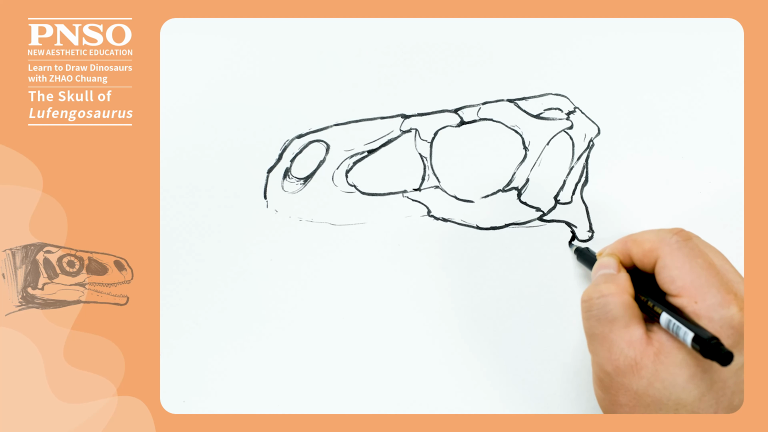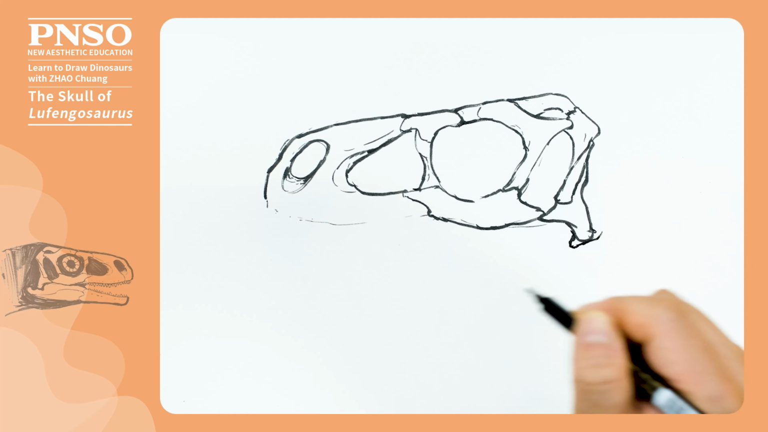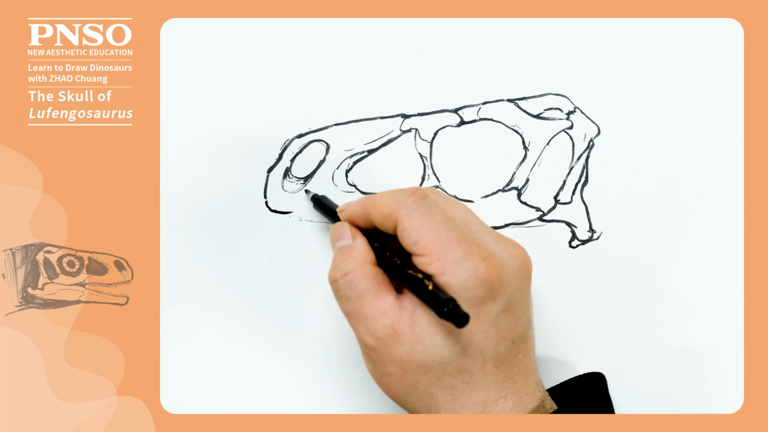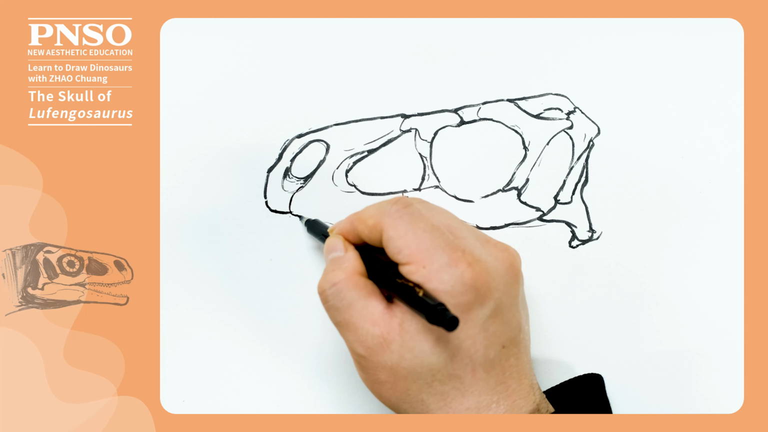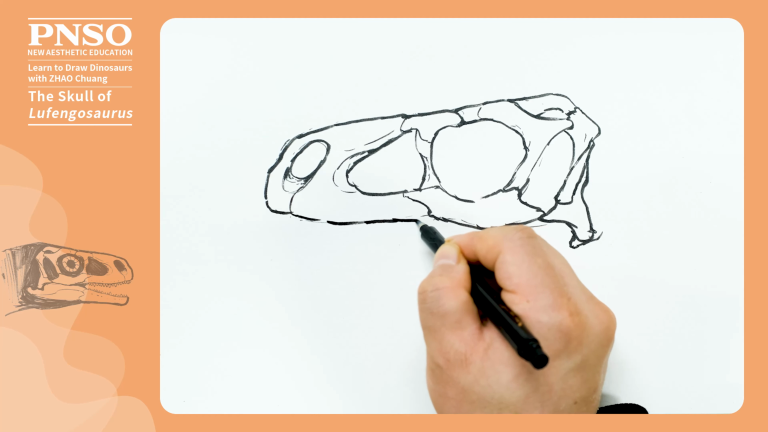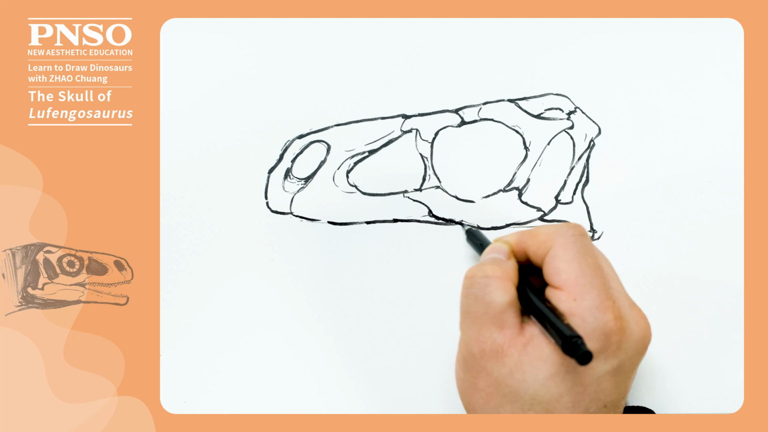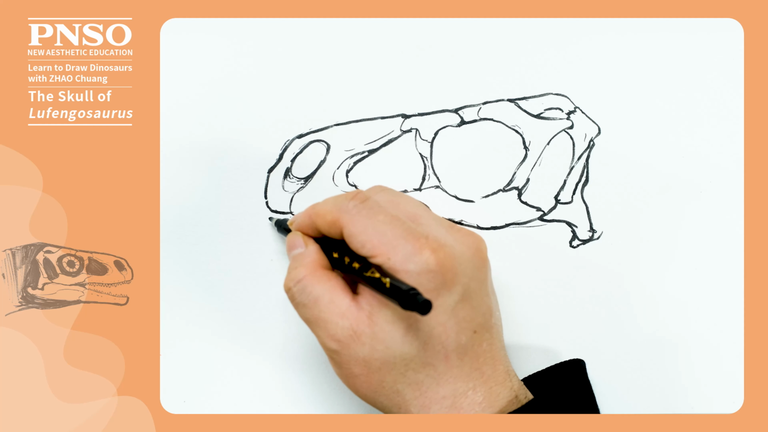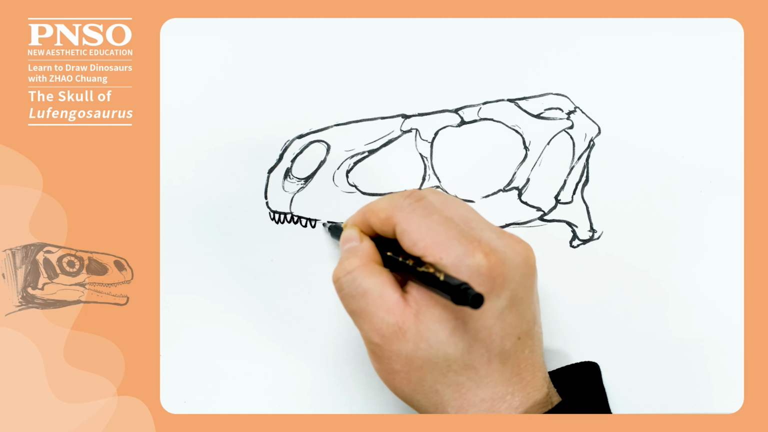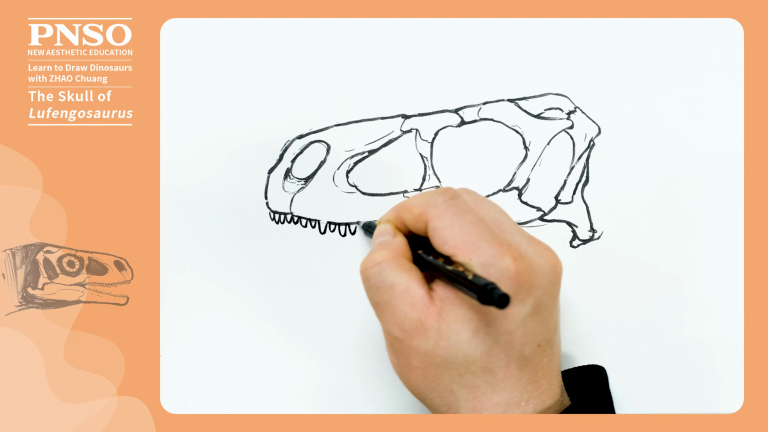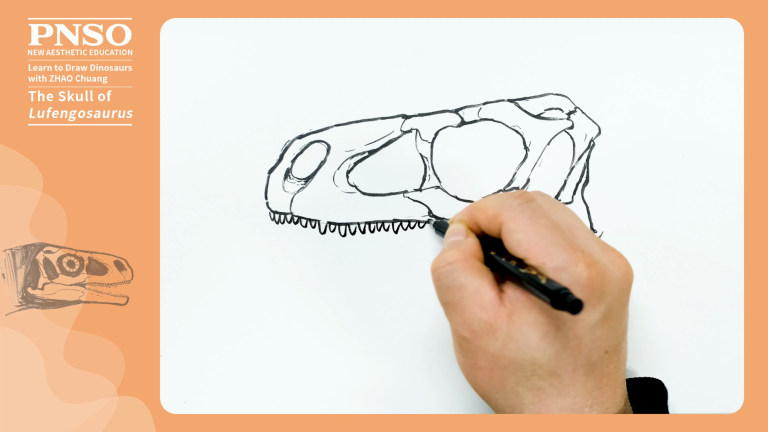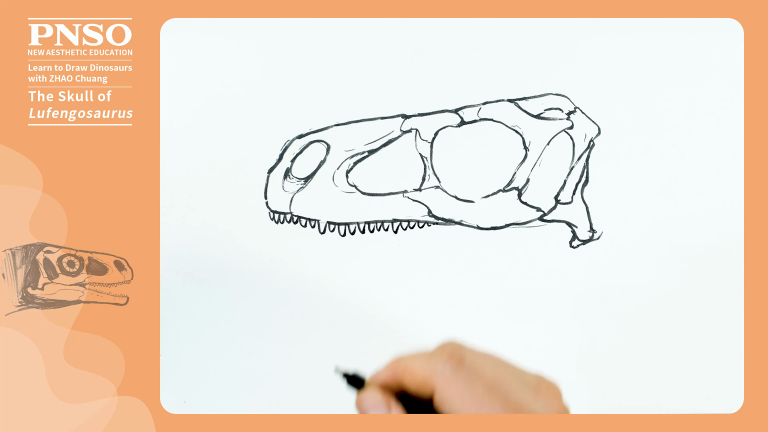Now, let's draw the articulation of its mandible. Then, draw the seam between the premaxilla and maxilla and complete the maxilla. Next, we can draw its teeth. There are several small teeth in the premaxilla. Most teeth are located on the maxilla. This tooth at the end of the maxilla is the last one.